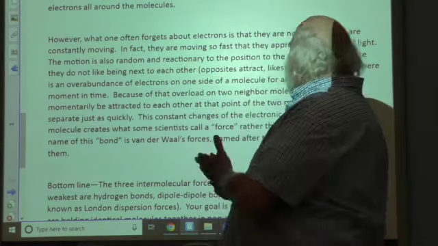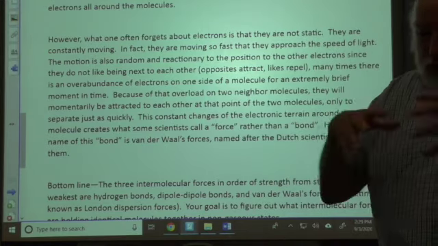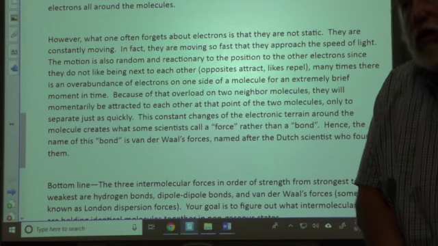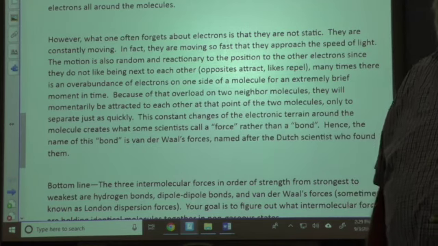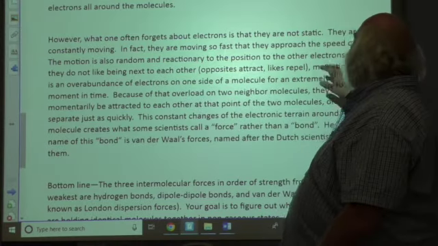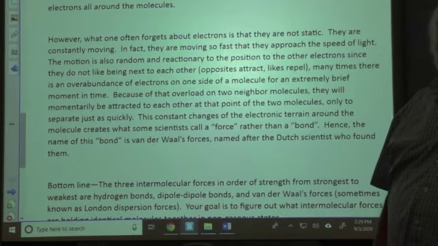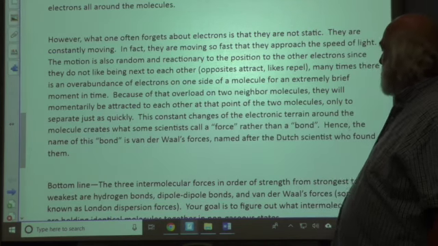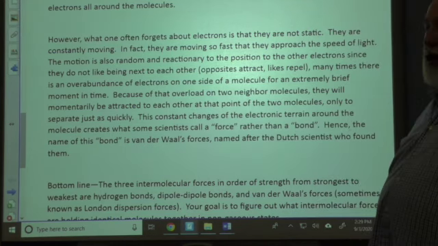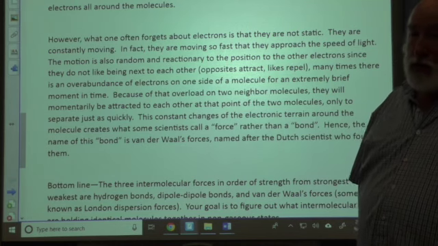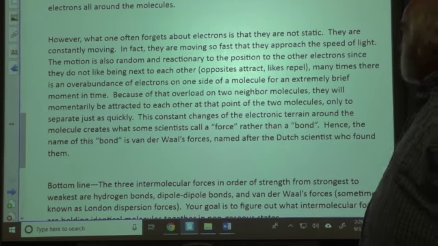What one forgets about electrons is that they are not static. They don't stand still and say, oh, I'm here stuck in this atom, bored out. No! They are moving constantly. In fact, they're moving so fast that they approach the speed of light. The motion is also random and reactionary to the position of the other electrons, since they do not like being next to each other. Why? Because they're all negative. Like charges repel.